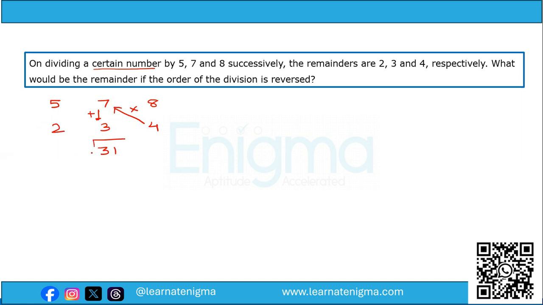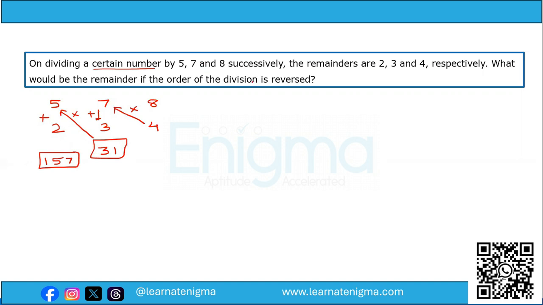Now, by using this number, again, we do the same thing, cross multiplication, 31 into 5 plus 2. So we have here 155 plus 2, that is 157. So now we know that the number was 157. Now we want the remainders if the order of division is reversed.